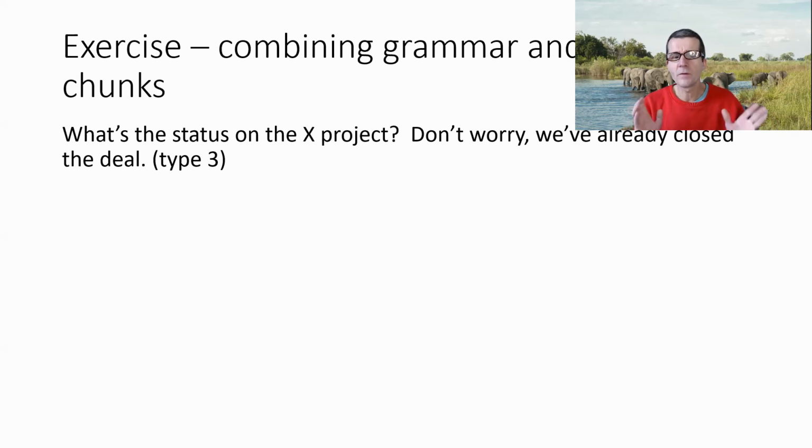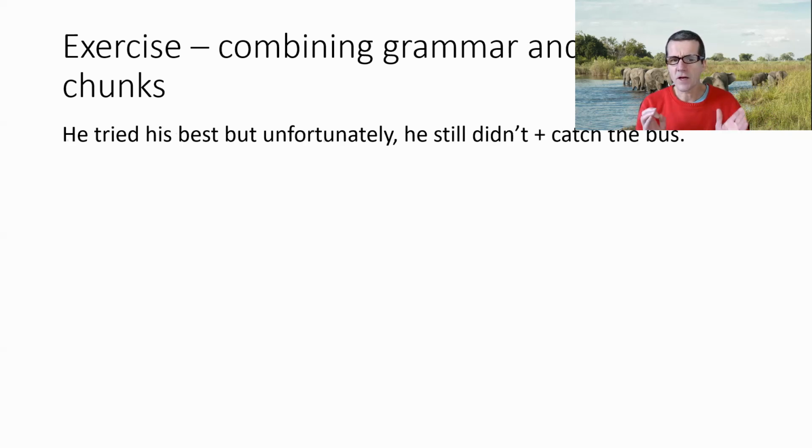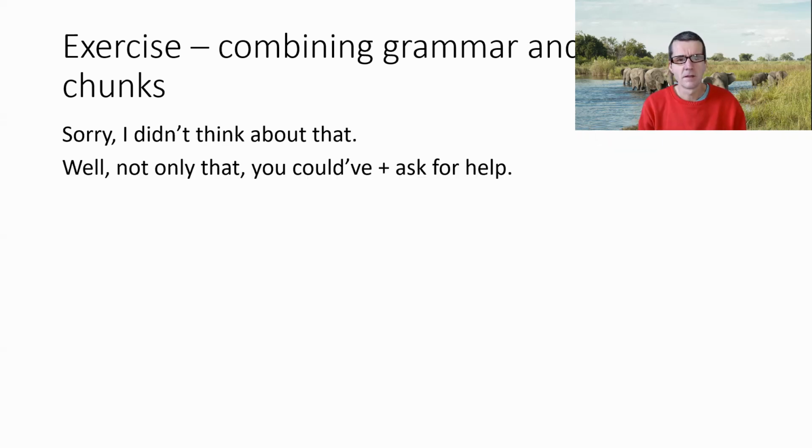Don't worry, we've already closed the deal. So it's a type 3. He's tried his best, but unfortunately, he still didn't plus catch the bus. He tried his best, but unfortunately, he still didn't catch the bus. Type 1. Sorry, I didn't think about that. Well, not only that, you could have plus asked for help. Sorry, I didn't think about that. Well, not only that, you could have asked for help. So ask for help is a type 3.